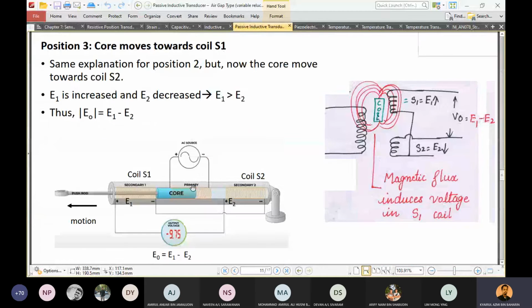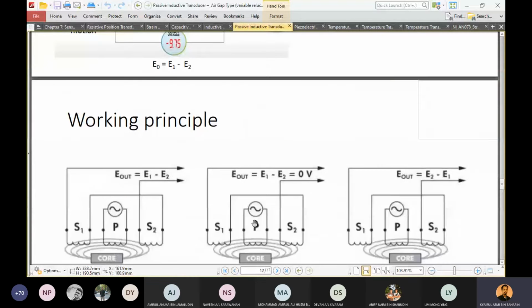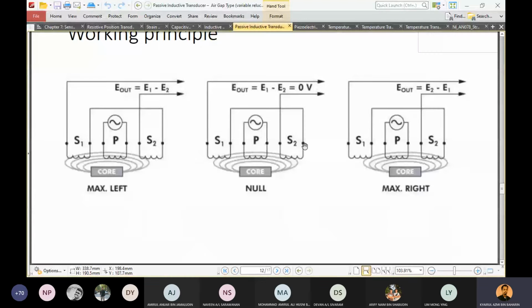Now, if the core moves to the left hand side, meaning it goes back, now the output voltage becomes negative. That shows that the core is moving in the opposite direction. So when we have a positive value, that means the core is moving to the front. When we have a negative value, the core is moving to the back. The larger the value, the larger the movement of the core, and we can calculate using this principle. So this is the working principle.